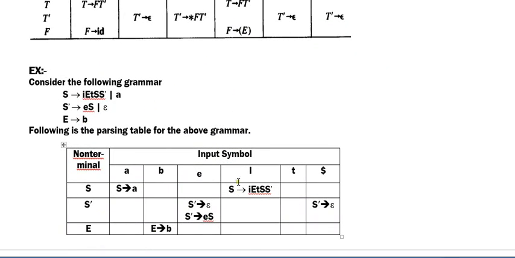Now here is another example. You need to generate it on your own, and then check it with the given table.